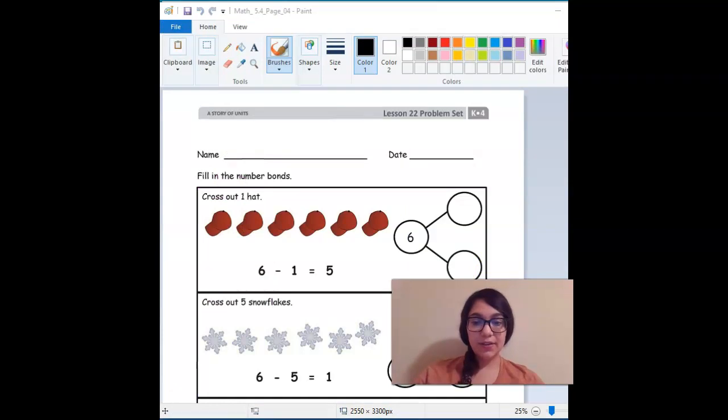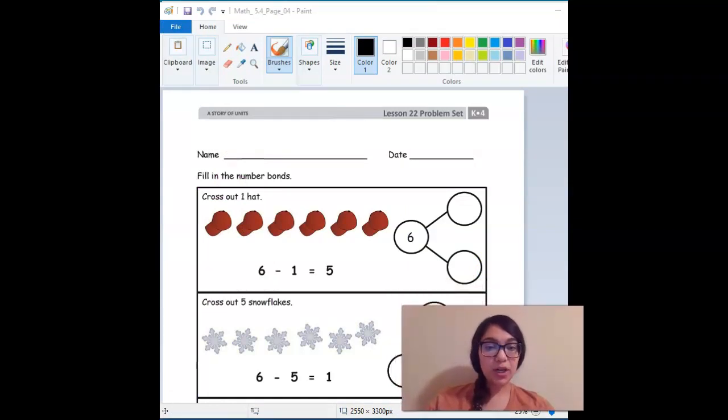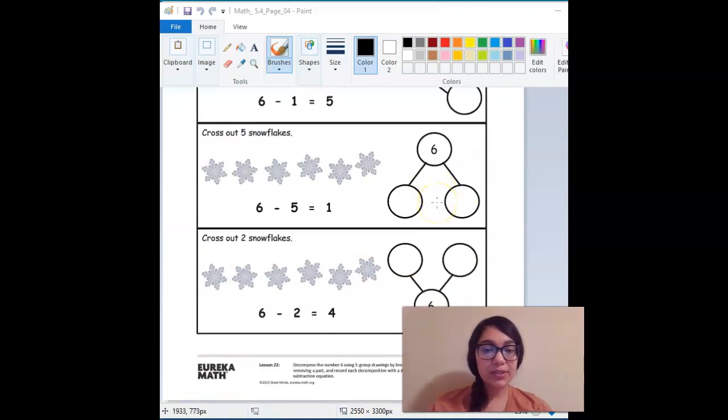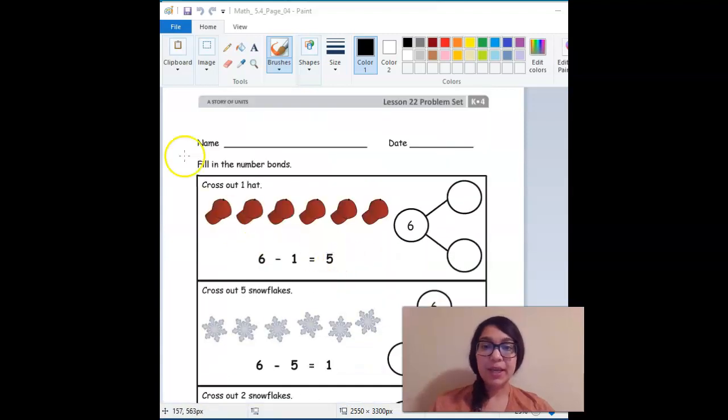Okay, friends, now that we were able to get some practice, we are going to work on our worksheet. So we are doing lesson 22, page number 67. So I will read the problem for you. Oh, but before we get started, we have to write our name. Silly Miss Guerra forgot about that.